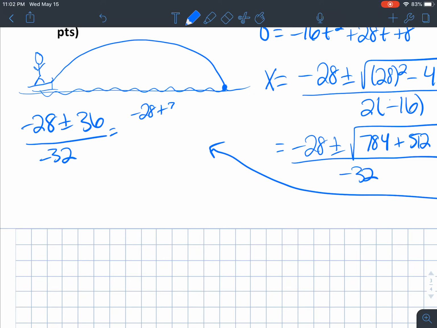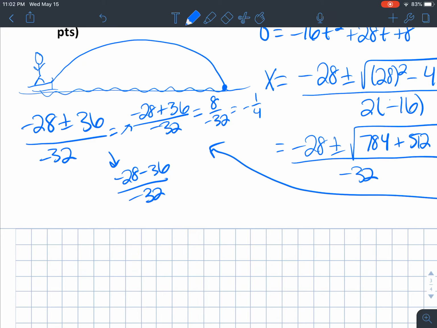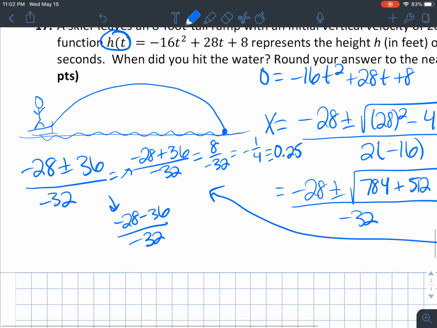So I have to evaluate this two separate times. Negative 28 plus 36 over negative 32, and once where it is negative 28 minus 36 all over negative 32. So negative 28 plus 36 would be a positive 8 over negative 32, which reduces to a negative 1/4, 0.25. Here, it being negative tells me that it happened before I jumped off the ramp, which makes sense.